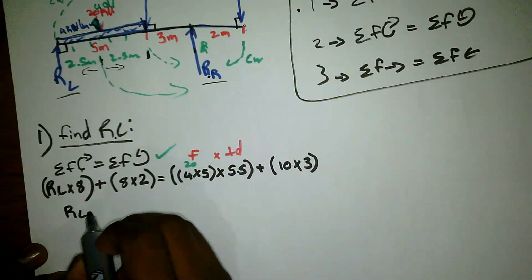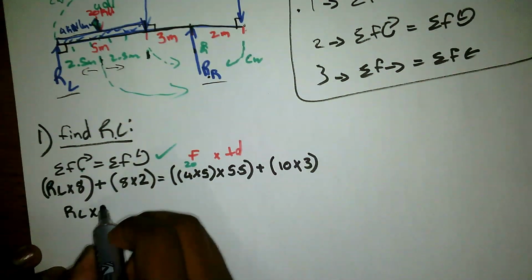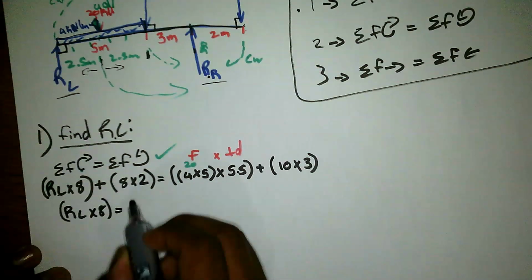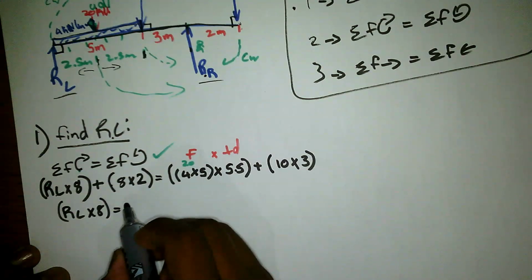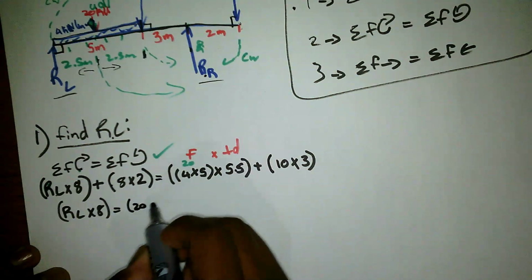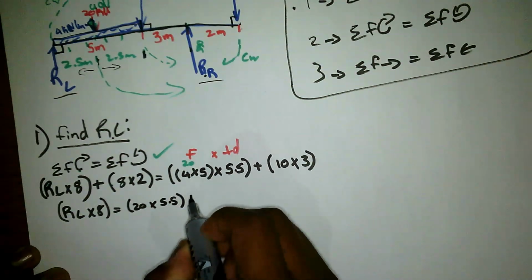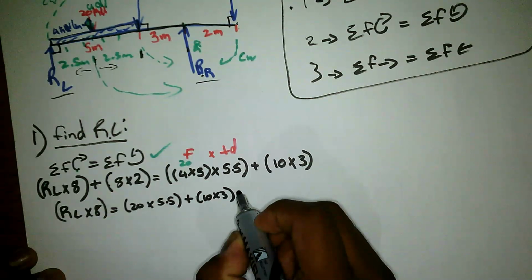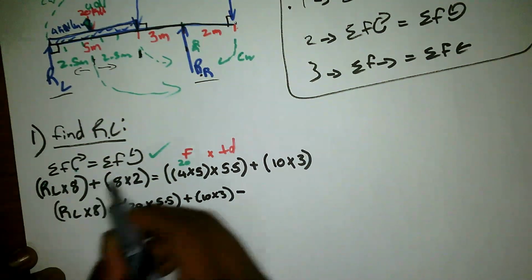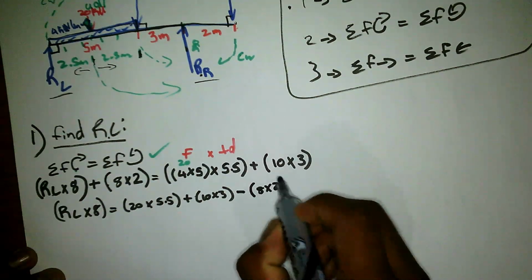Okay, let's do all the steps. RL times 8. So this one is going to go over, and when this goes over, it's going to be subtract. So here we've got 20 times 5.5 plus this bracket here, 10 times 3, and then we're going to minus, because now this is plus, when it goes over the equation sign, it's going to be minus, so minus 8 times 2.